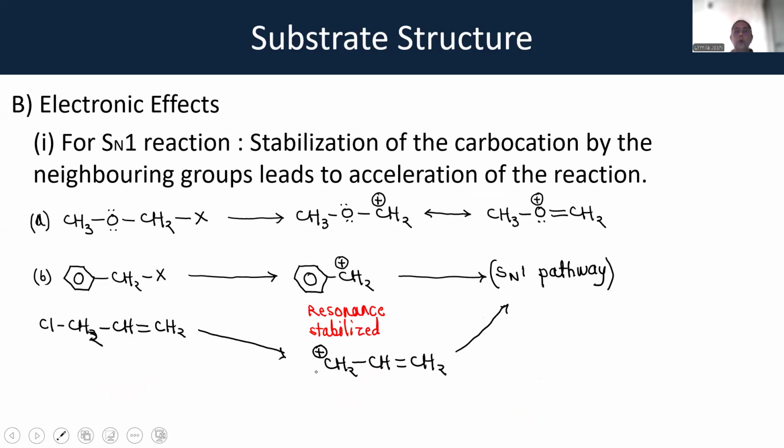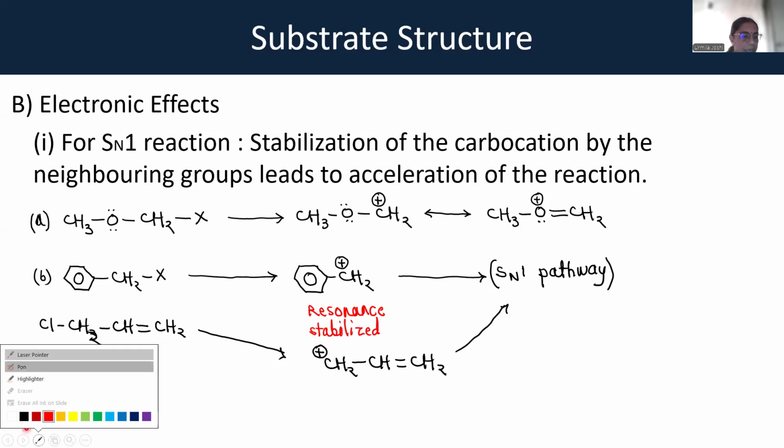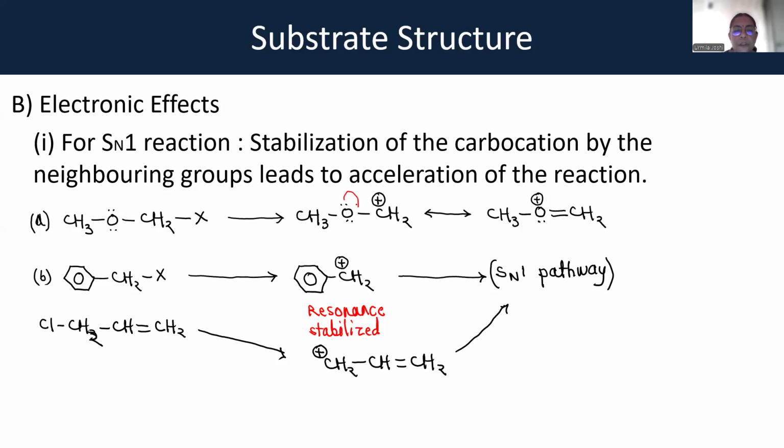Coming to electronic effects, in SN1 reaction, the stabilization of carbocation by neighboring group leads to acceleration of reaction. For example, have a look at this structure. When this forms a carbocation, this carbocation is stabilized by resonance. Just see how the carbocation is stabilized by resonance. Similarly, a benzyl carbocation or an allyl carbocation is resonance stabilized. This we have seen in the lecture on carbocation. So, when a carbocation is stabilized, SN1 reaction is favored.